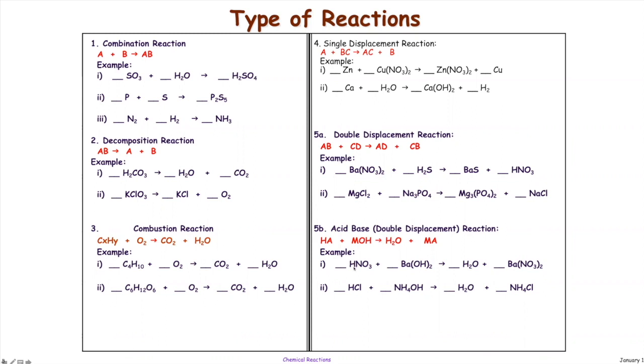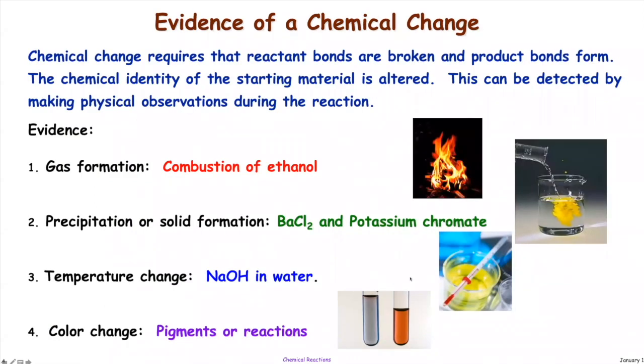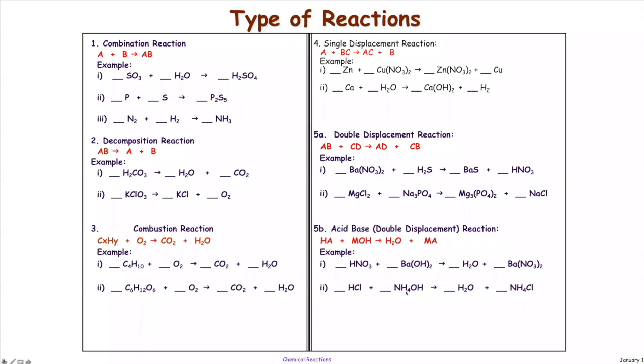The H will replace barium and form water, and the barium will replace H and form barium nitrate. H will replace NH4 and form water. NH4 will combine with Cl to form ammonium chloride. So these are different types of chemical reaction. And more specifically, acid-base is a form of double displacement.